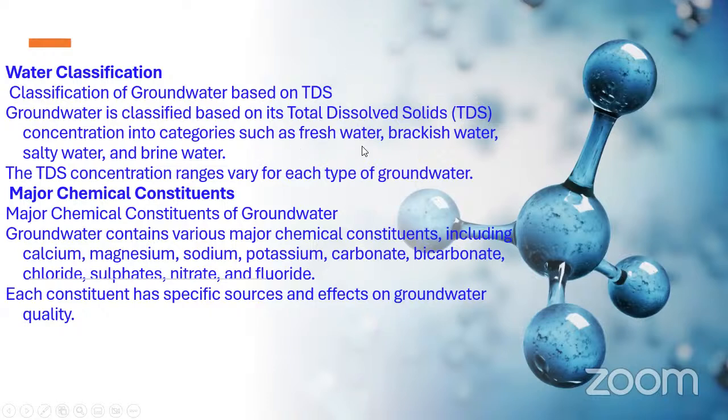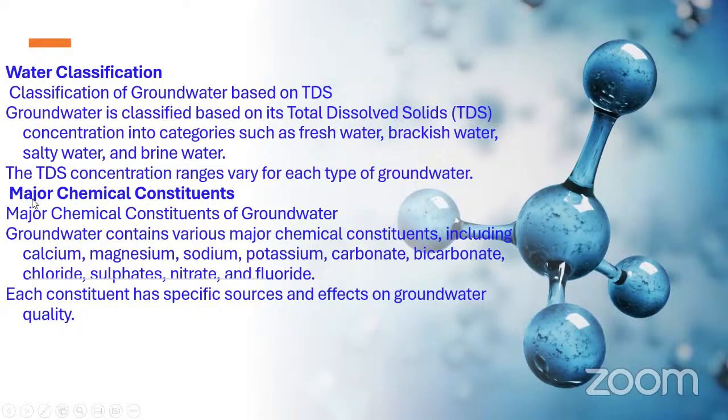So the total dissolved solids which are present in 1 liter of water may be classified into categories such as fresh water, brackish water, salty water, and brine water. So this classification is only based on the total dissolved solids in 1 liter of water, and the units are mg per liter, milligrams per liter.